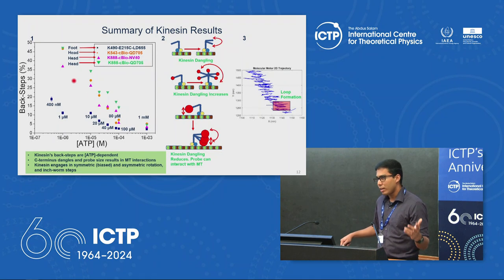Finally, in conclusion, kinesin's backsteps have an ATP dependence, and you shouldn't be labeling the head if you want to make biomechanical inferences. Kinesin's head dangles, and kinesin's angular motion can be quantified.